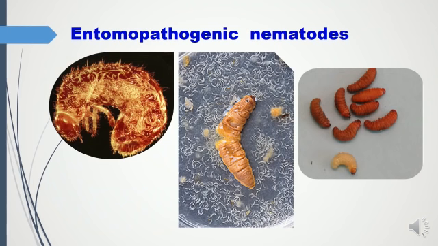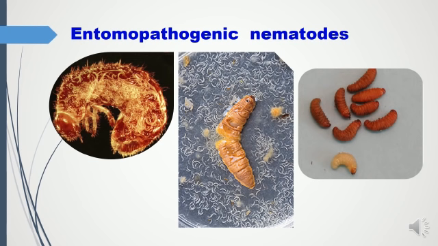Entomopathogenic nematodes. These nematodes are beneficial nematodes causing death to the insects. The term entomopathogen was derived from the Greek words: entomon refers to insect and pathogenic refers to causing disease. Two important nematodes are Steinernema species and Heterorhabditis species. These two are the important nematodes.